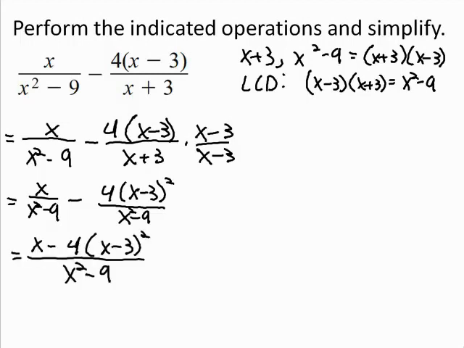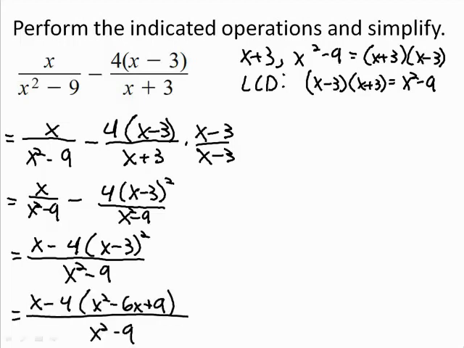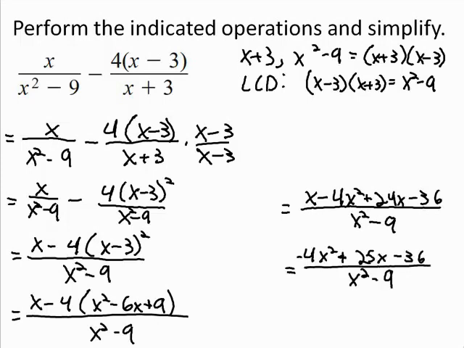Now simplify this. Square the quantity x plus 3. Distribute the negative 4. You can combine like terms by adding the x and the 24x. You are left with negative 4x squared plus 25x minus 36 divided by x squared minus 9.